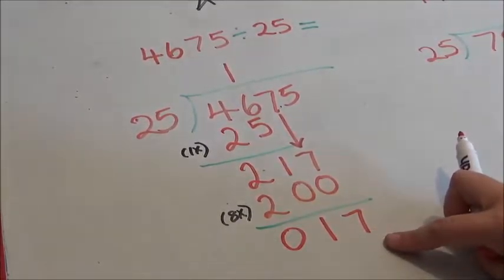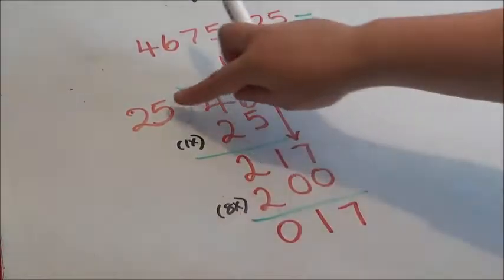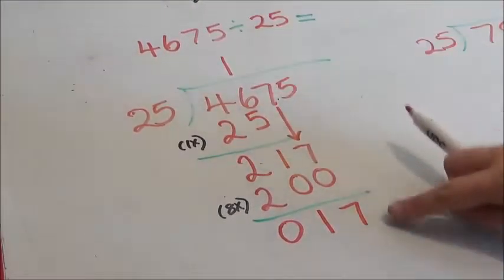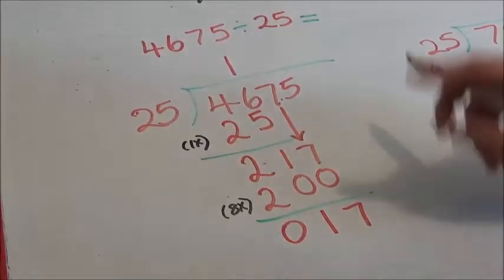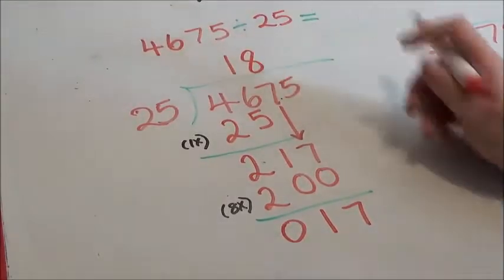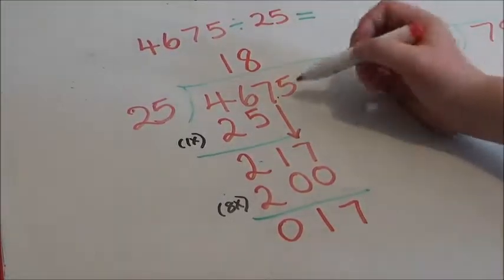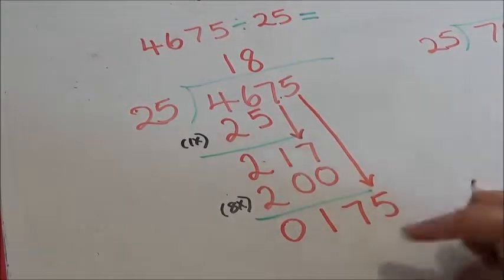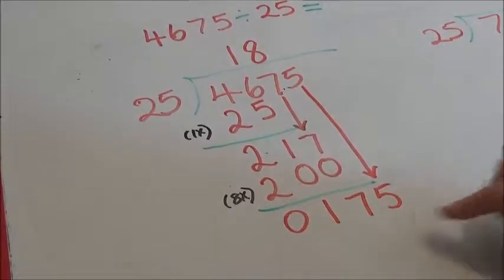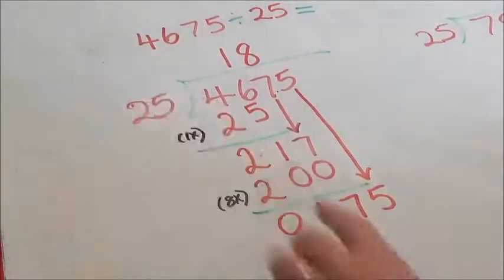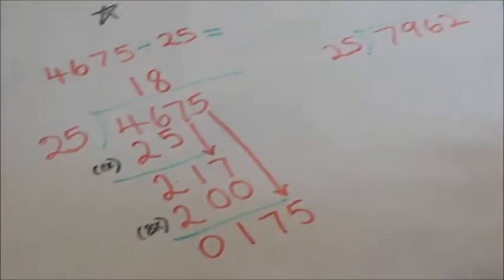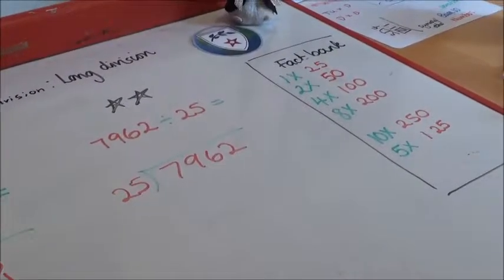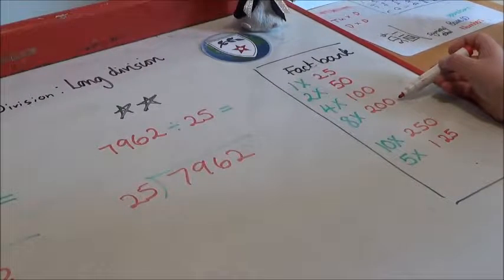I'm left with the number 17, and I took off 8 groups. Can I get any more groups of 25 from 17? No, I definitely can't. So I'm going to put 8 here above this place value position. Last, I'm going to move down is my 5 to give me the number 175. How many groups of 25 can I get from 175? Go over to my fact bank. I can't get 8 groups.